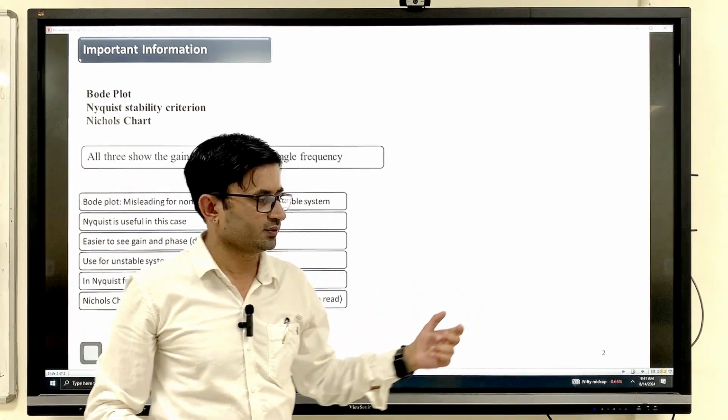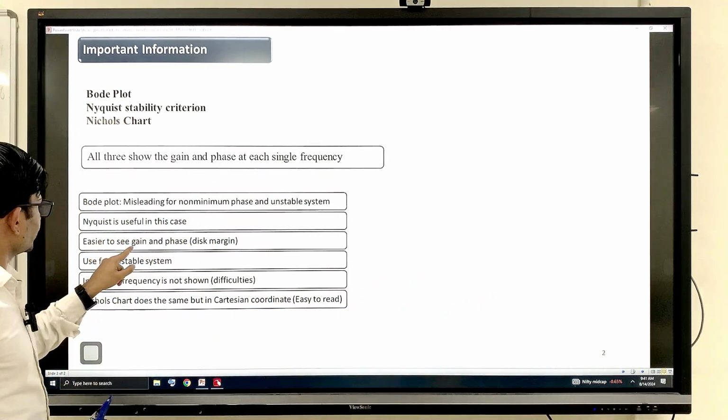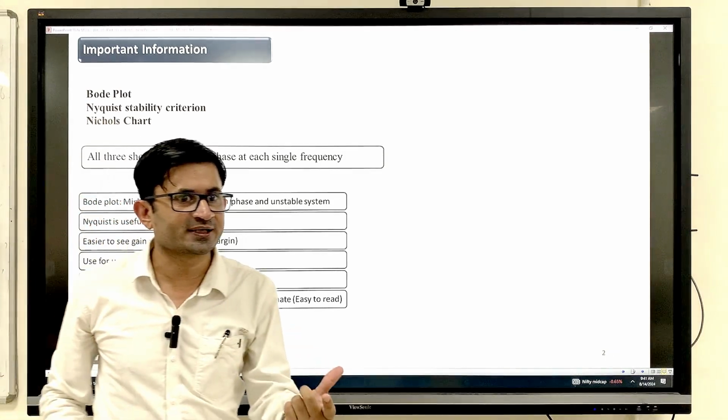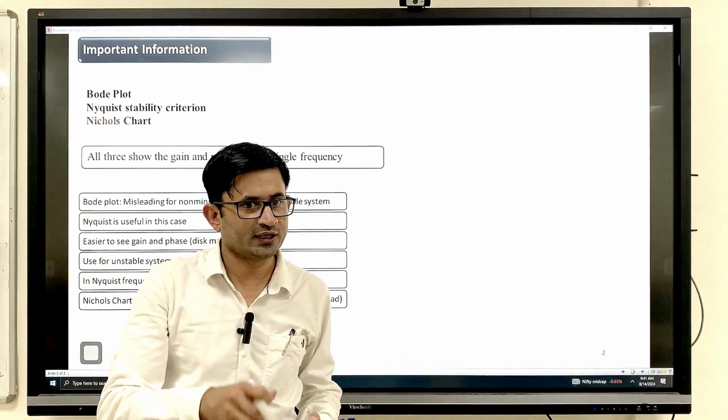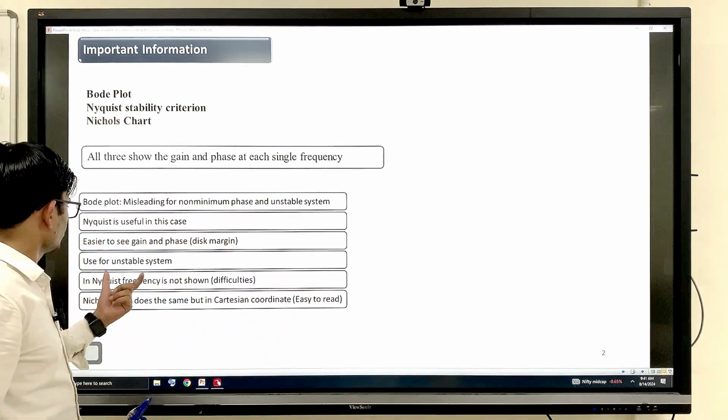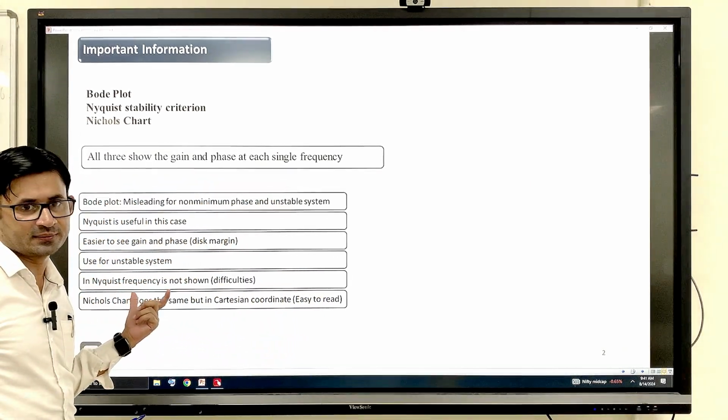Already we have comment on this. It is easier to see gain and phase together, this margin. I have drawn a circle, right? I have shown to you this margin, used for an unstable system, right?